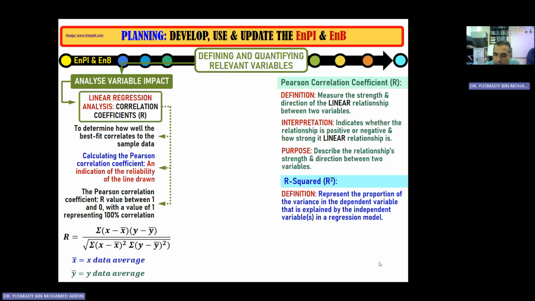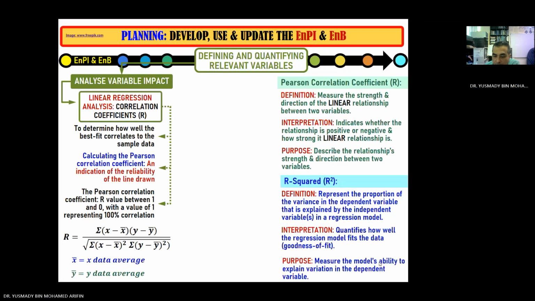However, the R squared, in terms of definition, represents the proportion of the variance in the dependent variable that is explained by the independent variables in a regression model. In terms of interpretation, the R square value quantifies how well the regression model fits the data, the goodness of fit. The purpose is to measure the model's ability to explain variation in the dependent variable.